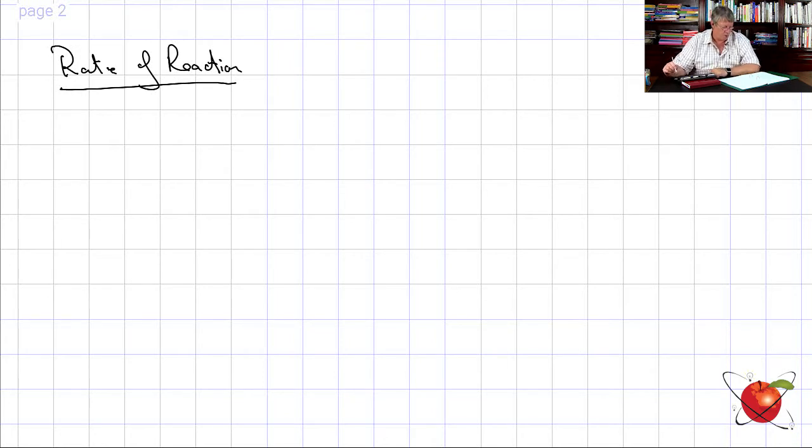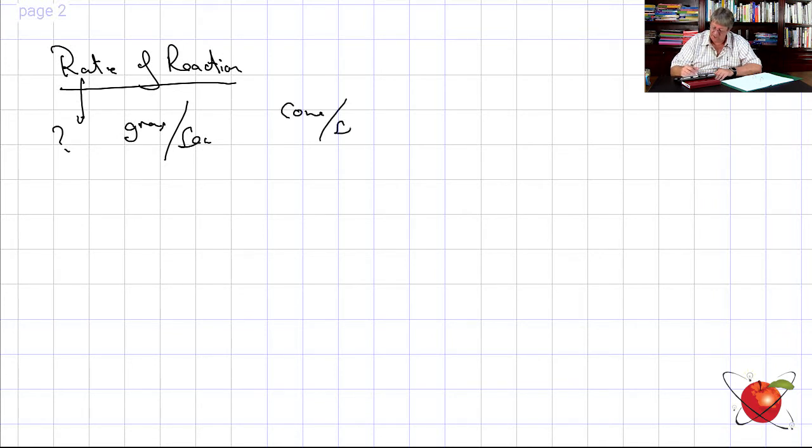Now, what do we do? How do we define or measure this word rate? Well, you'd ask yourself, what are you doing? You're converting something to something, so it's measurable. For example, you could have grams per second, change in concentration per second or per minute, or mass of gas per minute. So these are measurable items.